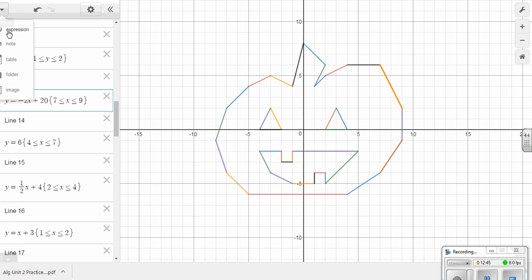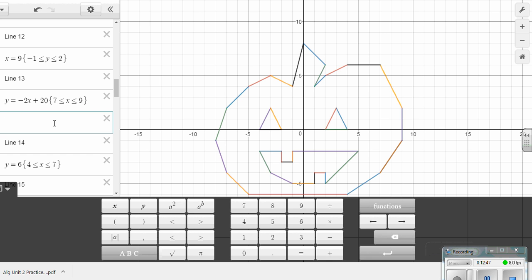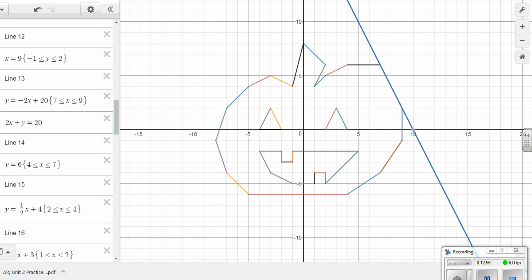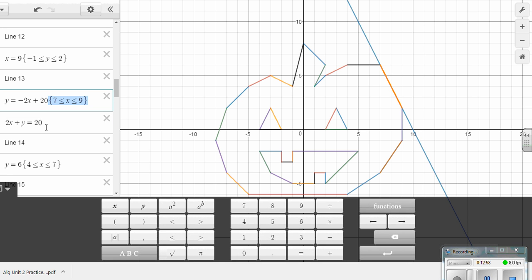Okay, so I'm going to add an expression. I need my standard form, so I'm just going to add that 2x over. Okay, and it appeared right on top of the line. That's what I wanted. It's gone. It's there. Same exact domain and range. So we're good with standard form.